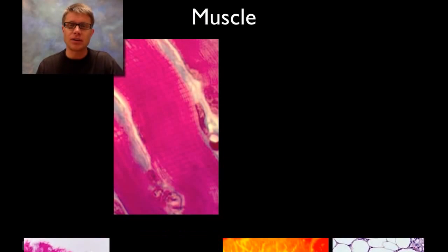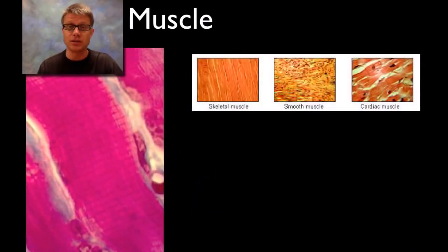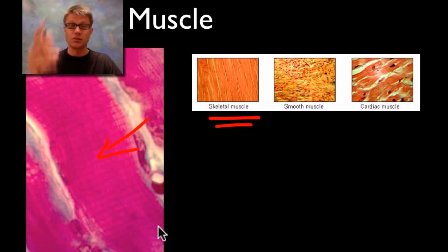Next, it gets a little easier. We've got the muscle cells. Muscle cells are responsible for motion. There are three types of muscle cells. Those are going to be skeletal muscle cells. This would be an example of skeletal muscle cells right over here. That's going to move my finger, move my arms. All movement in my body that I'm in control of is going to be skeletal muscle.